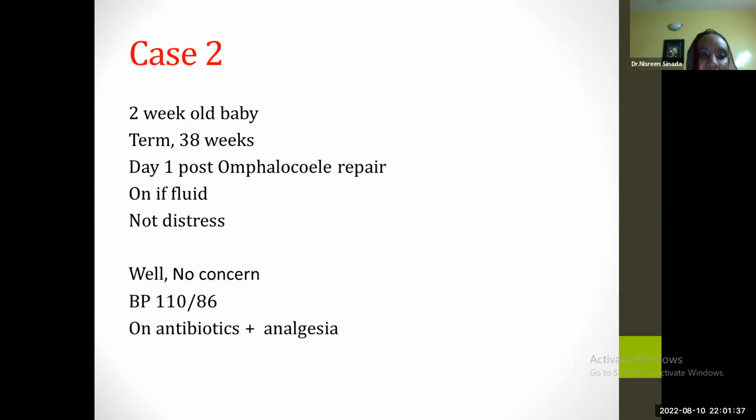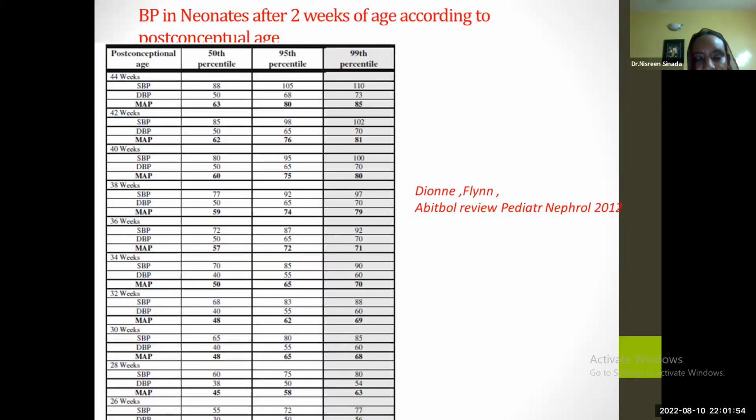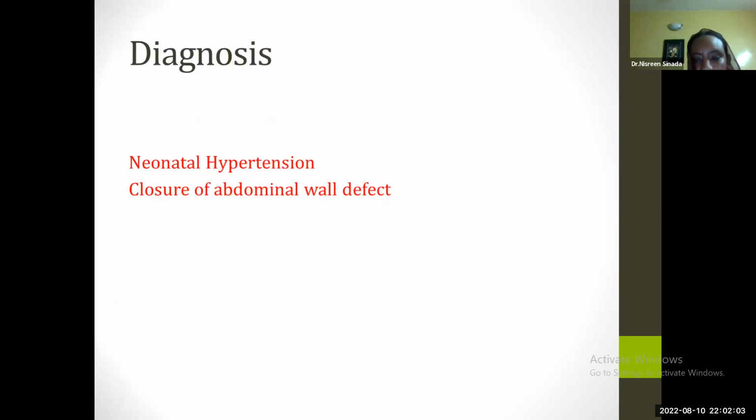But the patient is asymptomatic and well, not distressed. And he's day 1 post omphalocele repair. So whenever they call me in the NICU, I should go and see the progressive blood pressure chart. When I see it, this patient was not hypertensive before, all the readings are fine, and he's covered with good analgesia, he's not in pain. So our diagnosis is neonatal hypertension, with closure of an abdominal wall defect as one of the causes.